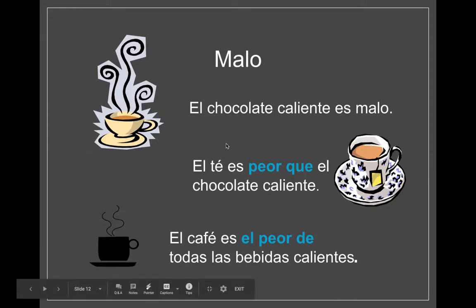Okay, same thing with malo. El chocolate caliente es malo. I don't believe that, but hot chocolate is bad. El té es peor que el chocolate caliente. So tea is worse than hot chocolate. And el café es el peor de todas las bebidas calientes. Coffee is the worst of all hot drinks. Not true, but you can see the example.